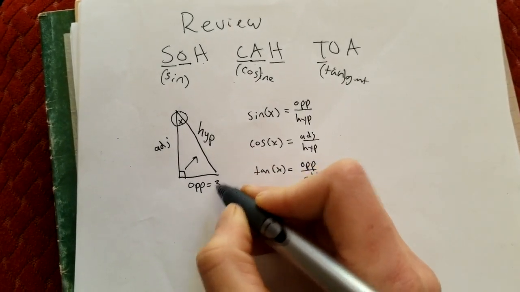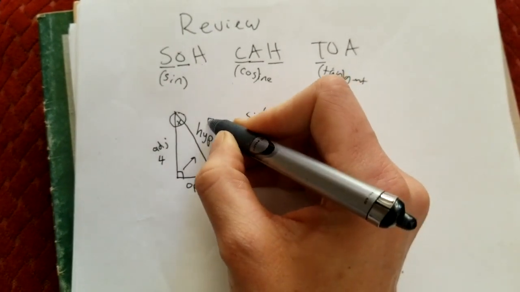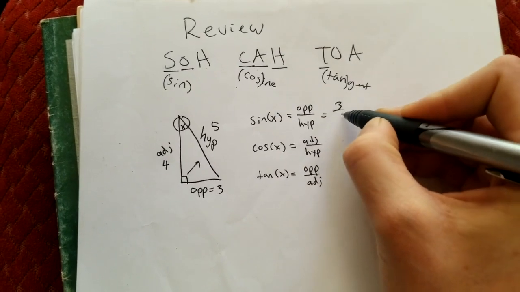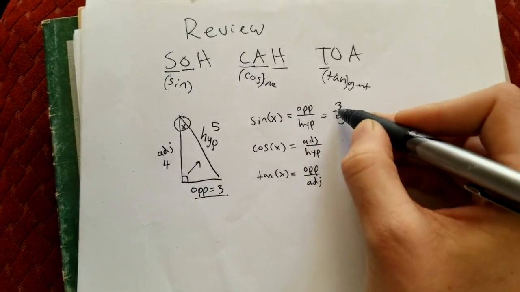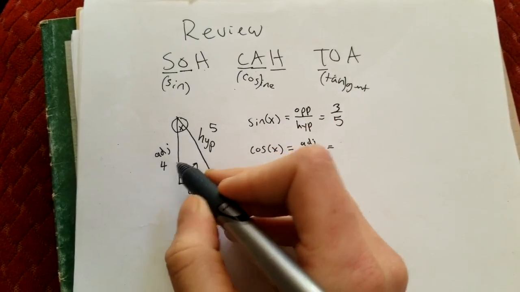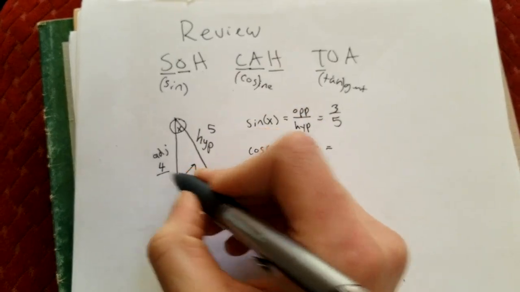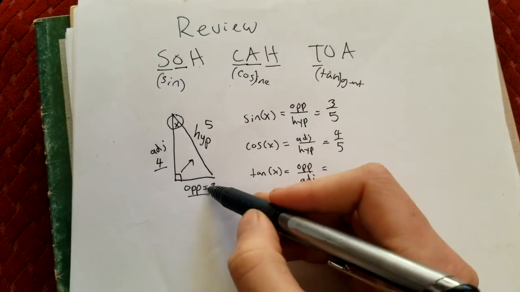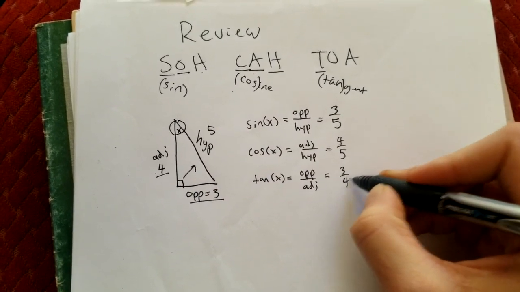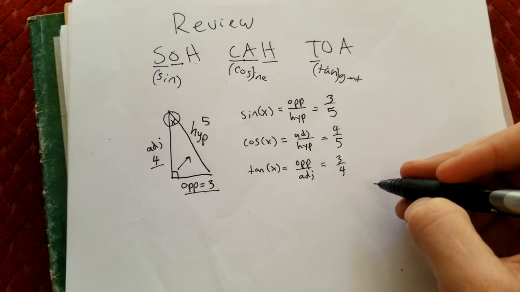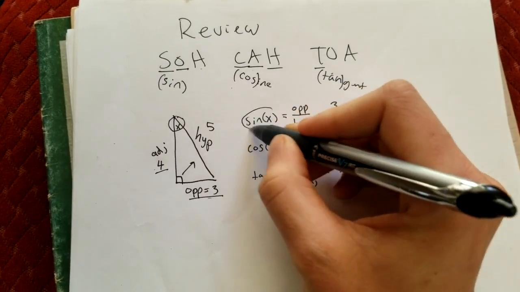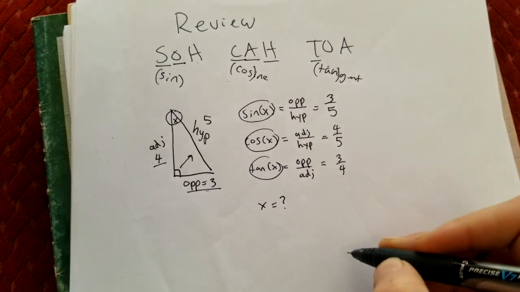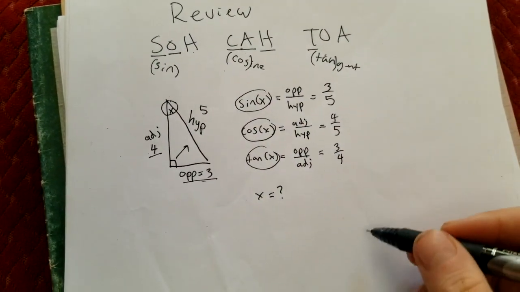Suppose these have numbers. Suppose opposite is equal to 3, adjacent is equal to 4, and hypotenuse is 5. Then sine would be 3 over 5, because opposite is 3 and hypotenuse is 5. For cosine, I would put adjacent over hypotenuse, so I would put 4 over 5. And lastly, tangent is going to be opposite over adjacent, which is 3 over 4. If you know what the angle of x is, you can plug this into your calculator and get a decimal.